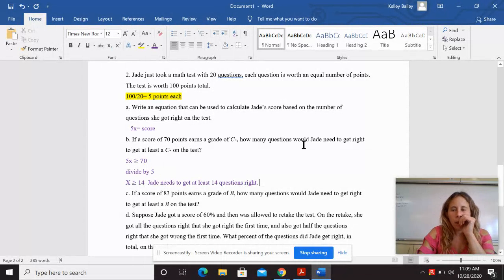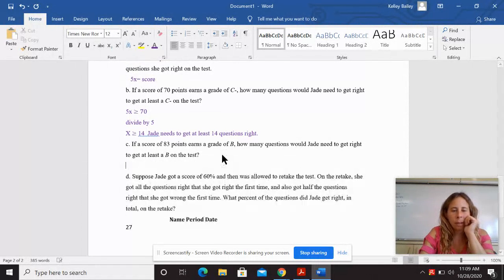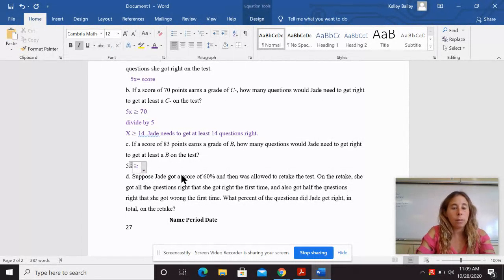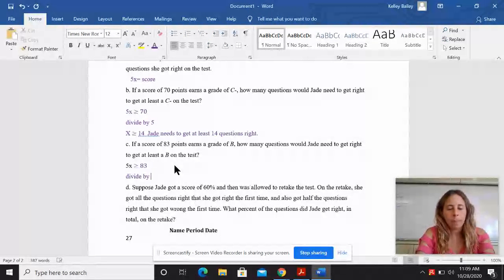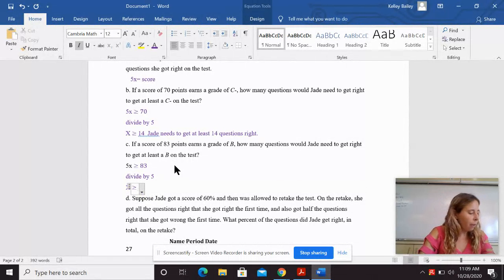Okay, beautiful. If a score of 83 points earns a B, that's weird, but okay. How many questions would Jade need to get right to get at least a B? So she wants to get at least a B on the test. So we're going to have 5x greater than or equal to 83. She at least needs to get an 83. So once again, you're going to divide both sides by 5. X greater than or equal to 83 divided by 5.